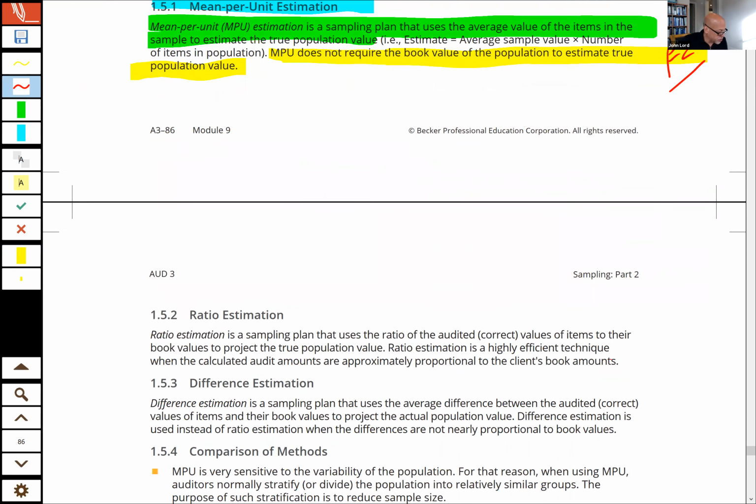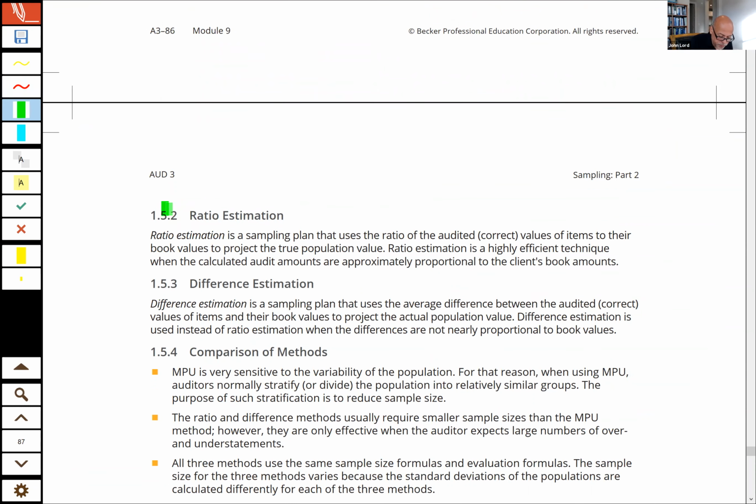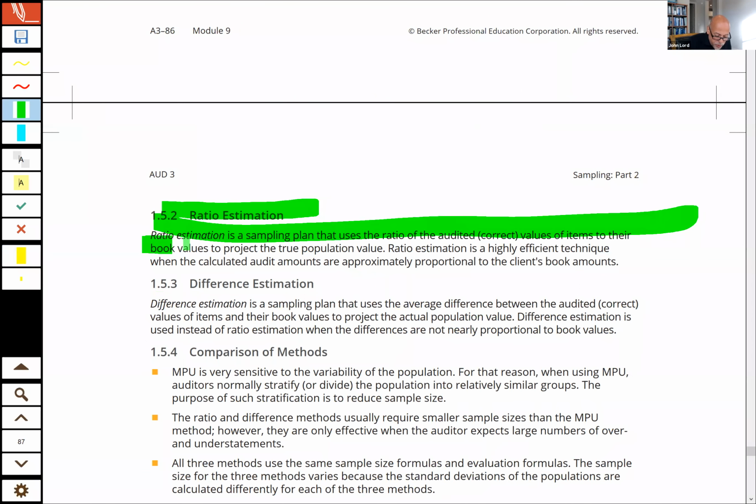Then we're going to go over to ratio estimation. Okay. Ratio estimation, a sample plan that uses the ratio of audited correct values to their book values to project the population value. Okay, well, what's special about ratio estimation? Here comes our flashcard. Ratio estimation is a highly efficient technique when calculated audit values are approximately proportional to the client's book value amounts, meaning there's not a lot of misstatement there. You can use ratio estimation.